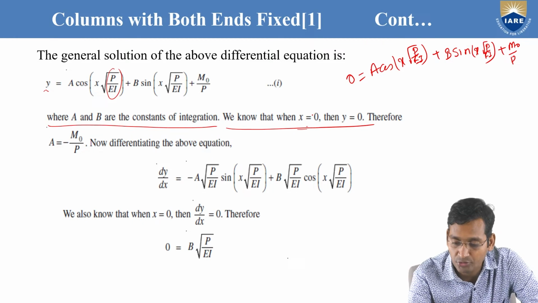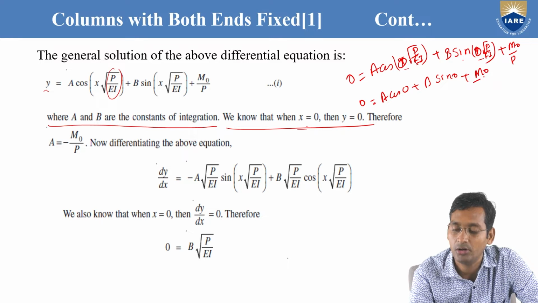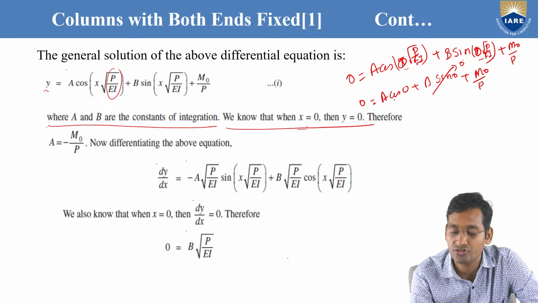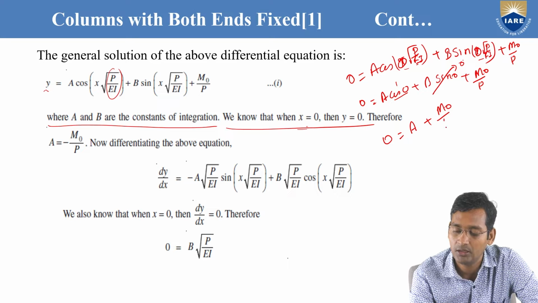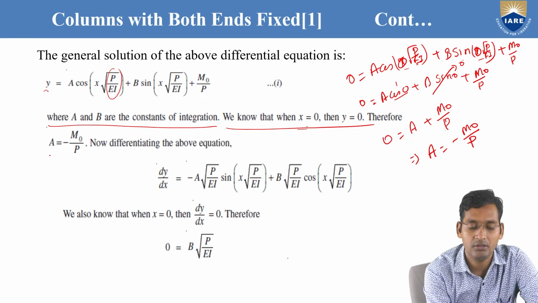Now put x equals 0 here, and here also x equals 0. So 0 equals A cos 0 into this, which will be 0, plus B sin 0 into this, plus M naught by P. Sin 0 is 0, so 0 into this whole term will be 0. From here, cos 0 is 1, so 0 equals A into 1, that is A, plus M naught by P. So from here we get A equals minus M naught by P.